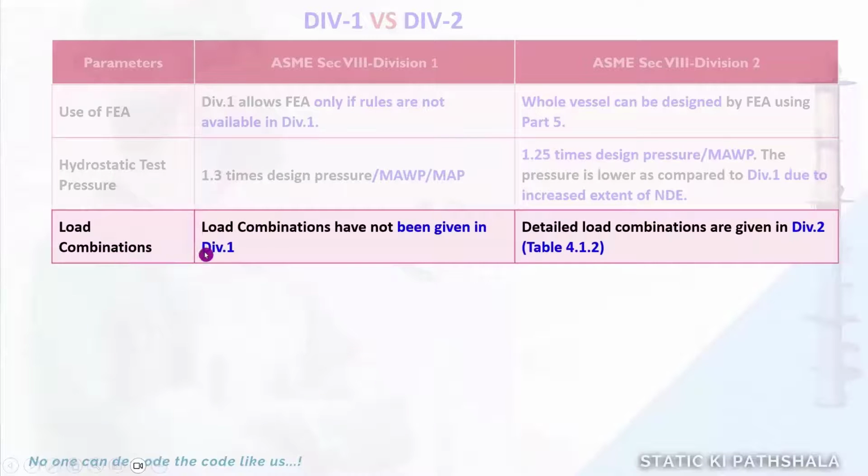Load combinations. In UG-22, various loads have been mentioned, but how do the load combinations work together? What load cases do you have to consider when you perform the combined loading calculations? Division 1 does not give any of those. But in Division 2, they have given the load combinations in detail in Table 4.1.2. Let's have a look.